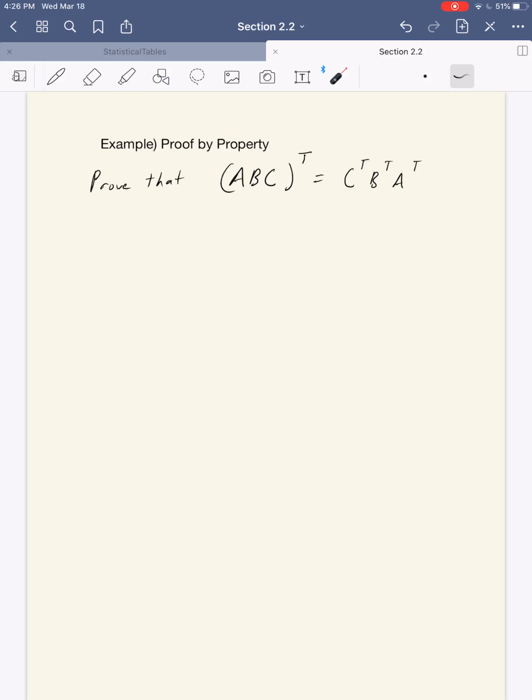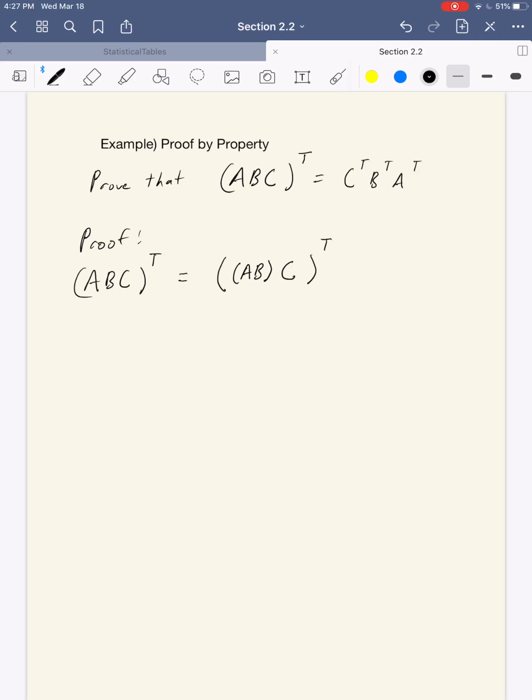And what we mean is we're not going to go to the actual elements. We're going to try to use the properties that we have. So let's actually try to do this. So our proof. All right. We're going to start with ABC transpose. And then just for the sake of convenience, to make it visually a little bit easier, let's group this. We're going to think about this as AB, as a single matrix, and then C, and then transpose.